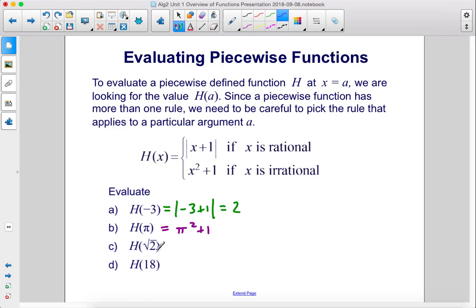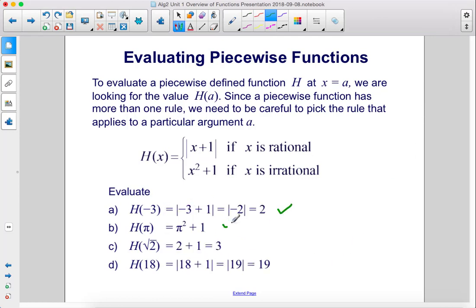h of the square root of 2. Square root of 2 is also irrational. So that becomes the square root of 2 squared plus 1. That is 2 plus 1, which is 3. h of 18. 18 is rational, so that's the absolute value of 18 plus 1, which is 19. All of our answers are correct.